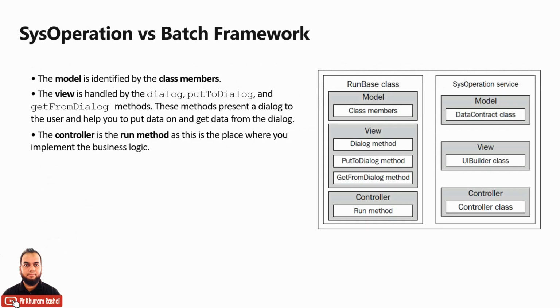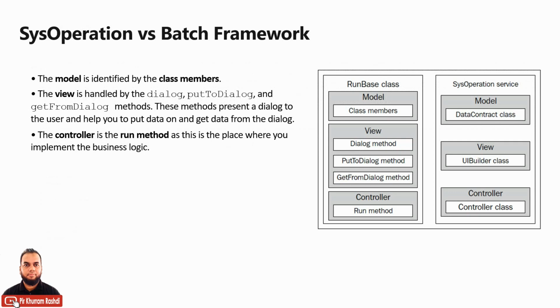So in this picture you can easily see a comparison of the RunBase class with the SysOperation service. In SysOperation, the data contract class is basically a part of the model. In the RunBase class, since it was normally only a single class, whatever the class members were, those were part of the model. So the MVC in RunBase was implemented in a single class. Now in SysOperation it is multiple classes. So that's the only difference.